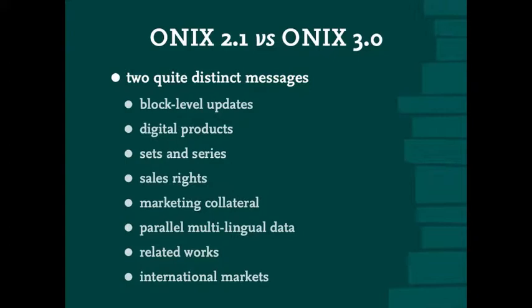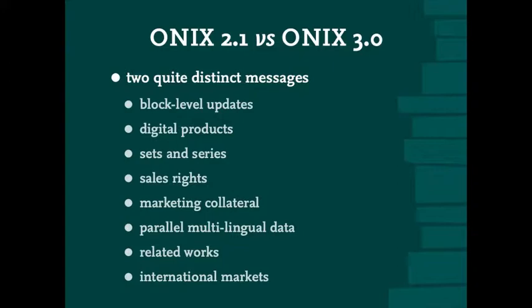ONIX 3 is much more flexible about marketing collateral. This is the material like cover images, short and long descriptions. Now, of course, ONIX 2 can deal with those, but ONIX 3 is more flexible and allows you to deliver more different types of marketing collateral.